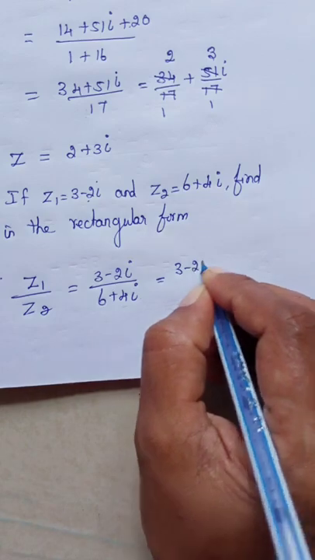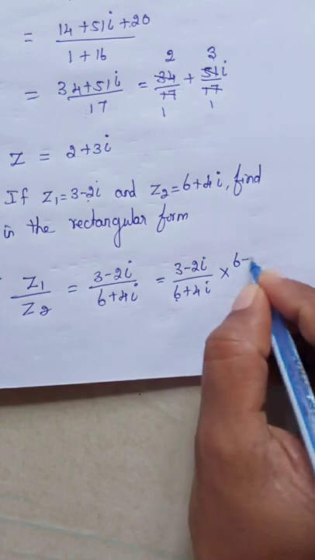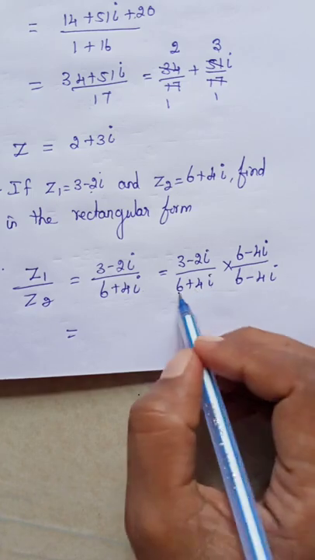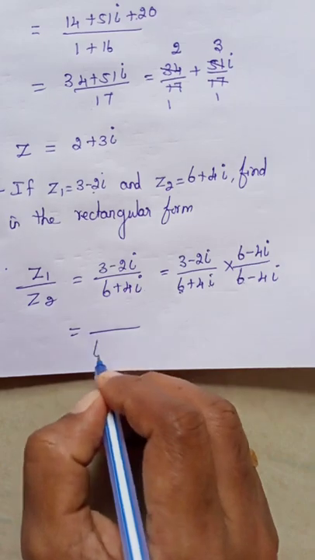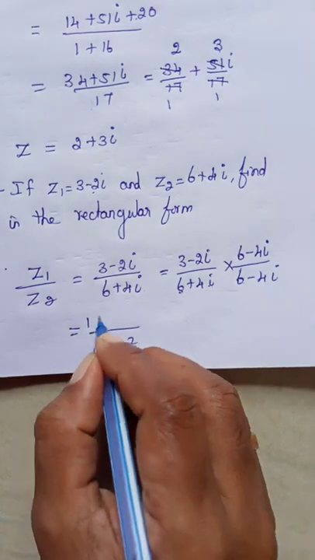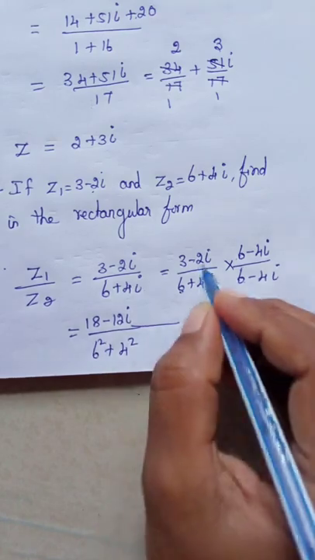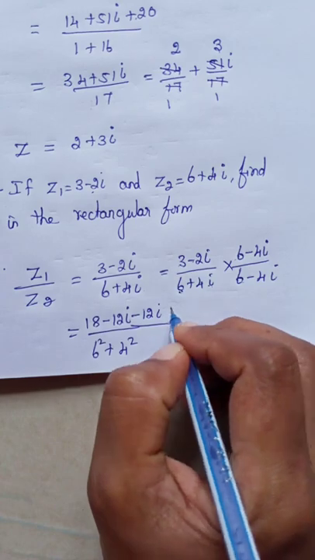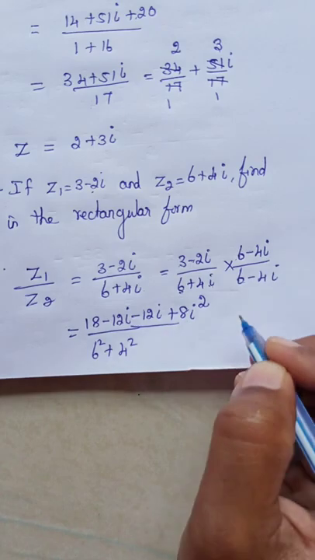That is 3 minus 2i by 6 plus 4i into, conjugate of this is 6 minus 4i divided by 6 minus 4i. Actually, this is x plus iy into x minus iy, so x square plus y square, 6 square plus 4 square. Multiply this: 3 into 6, 18, minus 2i into 6, that is minus 12i. Now, 3 into minus 4i, minus 12i, minus into minus plus, 2i into 4i, that is 8i square.